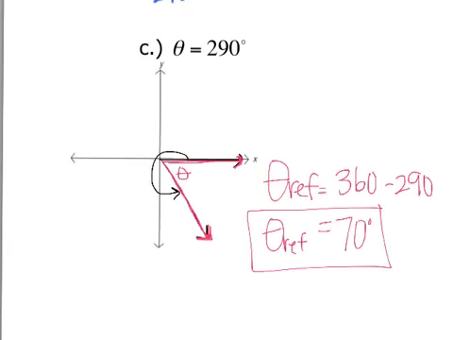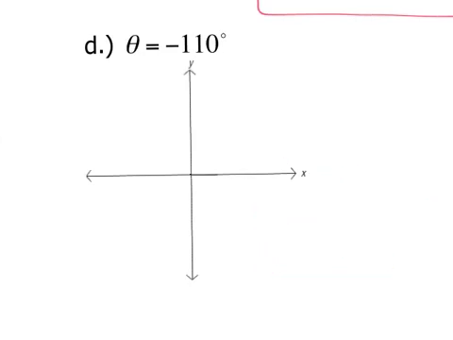Okay, take a minute with your table and look at the last one. That's got a negative theta measure. Try it. Okay, so negative 110 degrees. I don't know, is that what's throwing you off maybe? You're still going to start your initial side right there on the x-axis. Negative 110 is where? It's like the lower left.